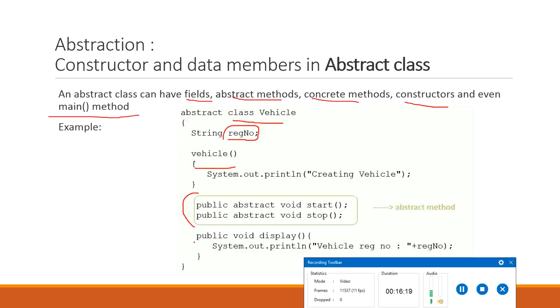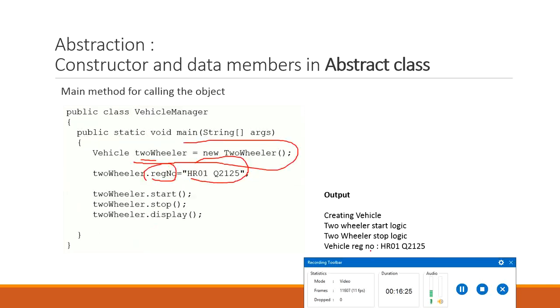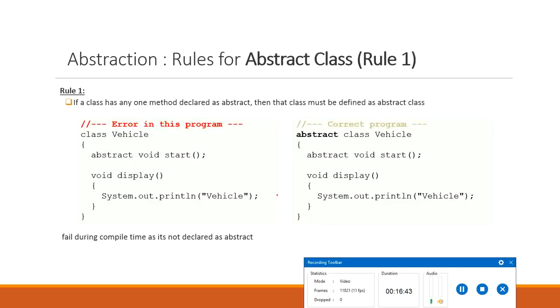What is the display method doing? It is just displaying the vehicle registration number, and it will take the value from here, whatever the value is in the registration number field, HR01Q2125. So it will print all this. So this is how we can make an abstract class, call its concrete methods and use its fields also.